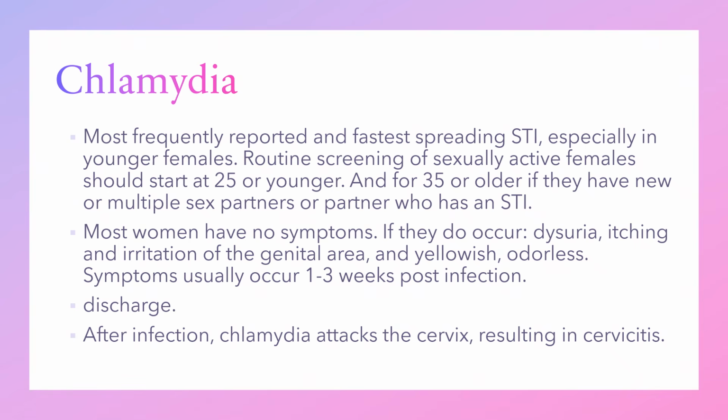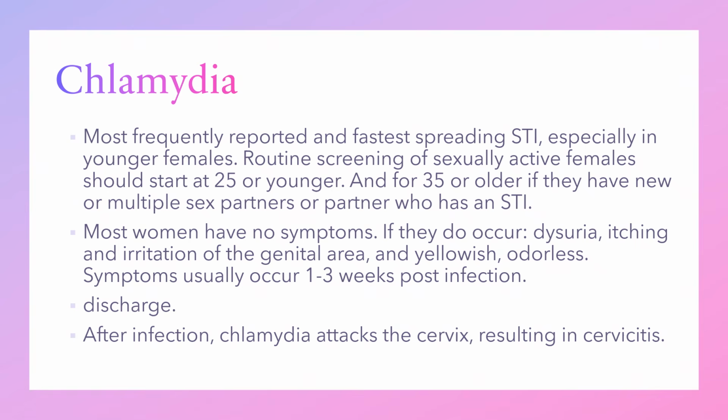Most women have no symptoms, but if they do occur, they can have dysuria, itching and irritation of the genital area, and yellowish, odorless discharge. Sorry, this word discharge is supposed to be up here. That's just a typo error. Symptoms usually occur about 1 to 3 weeks post-infection, so in those 1 to 3 weeks beforehand, they might not have symptoms yet, and they might not know they have it.